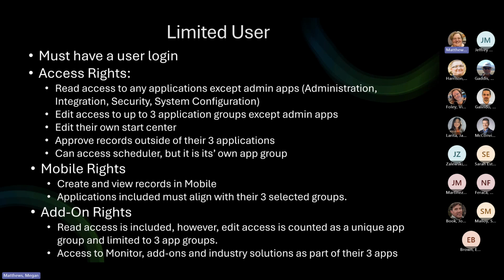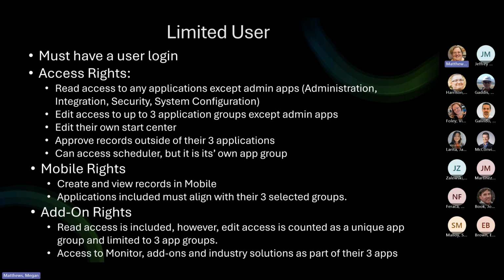As far as mobile, you can create and view records in mobile. Again, what you're using in mobile has to align with your 3 selected groups. So if you have work orders, PM, and planning in Maximo Manage, when you go into mobile, you're not going to be able to do inventory cycle counts, because the inventory cycle counts would require you to have access to inventory, which pushes you over your 3 groups. So if you are expecting someone to do cycle counts, you're going to have to include that application for inventory as part of their 3 groups and give the permissions accordingly.